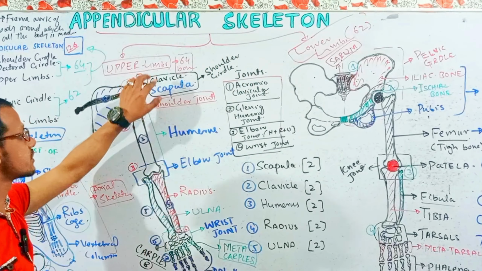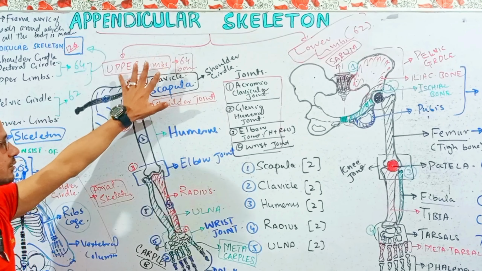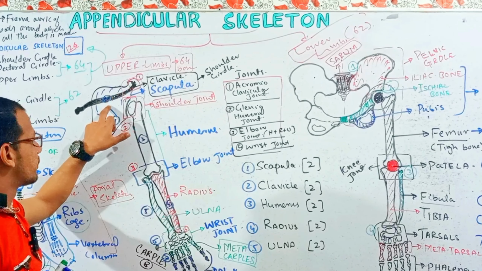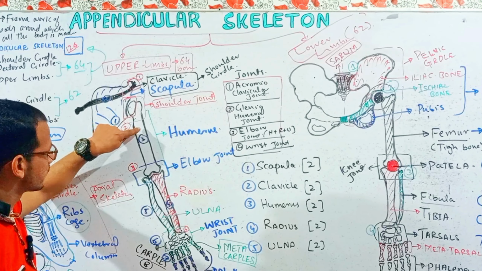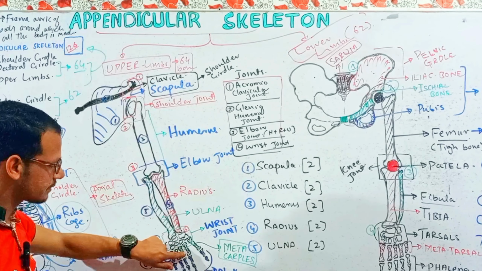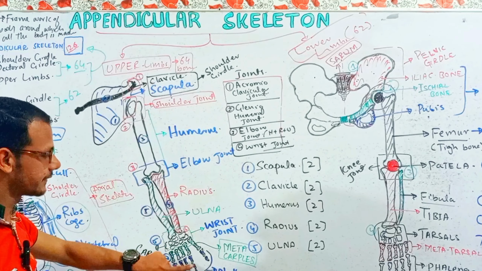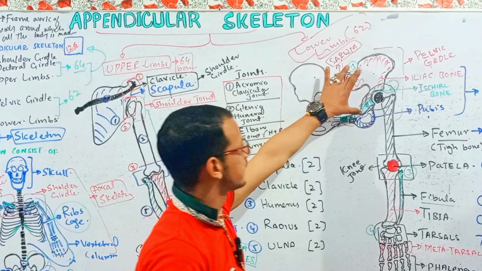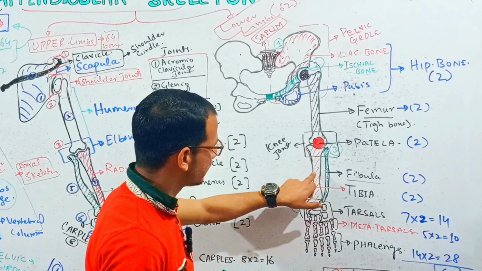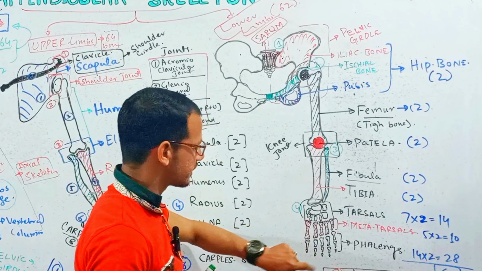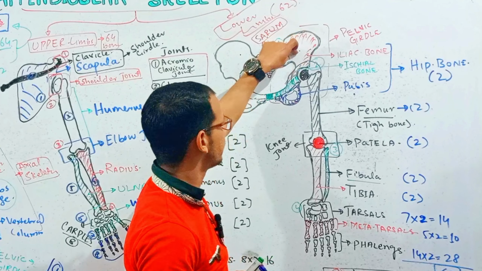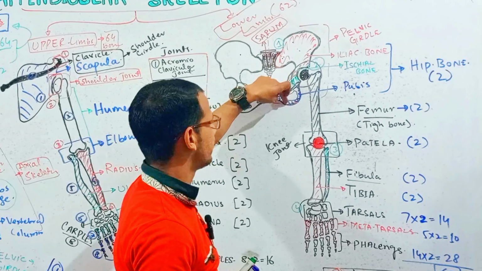The upper limbs are composed of 64 bones. The 64 bones are divided into right and left parts, right? We have scapula, clavicle, humerus, radius, ulna, carpals, metacarpals, and phalanges, right? In the lower limbs, we have the hip bone, femur, patella, fibula, tibia, tarsals, metatarsals, and phalanges, right? The hip bone is composed of three further bones: the iliac bone, the ischial bone, and the pubis bone, right?